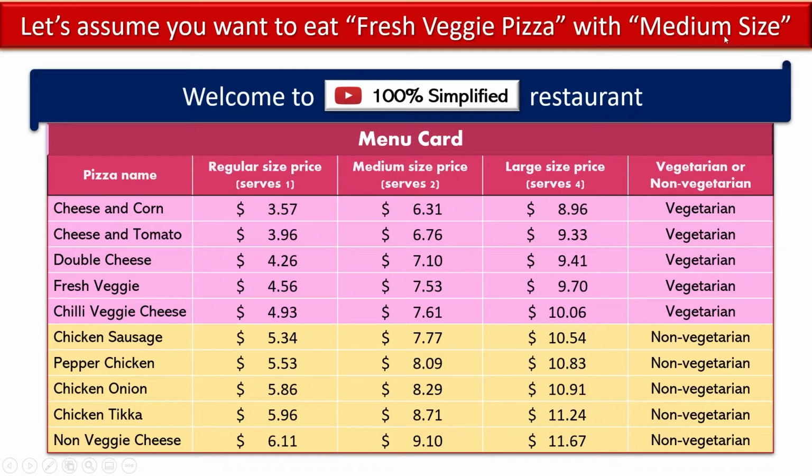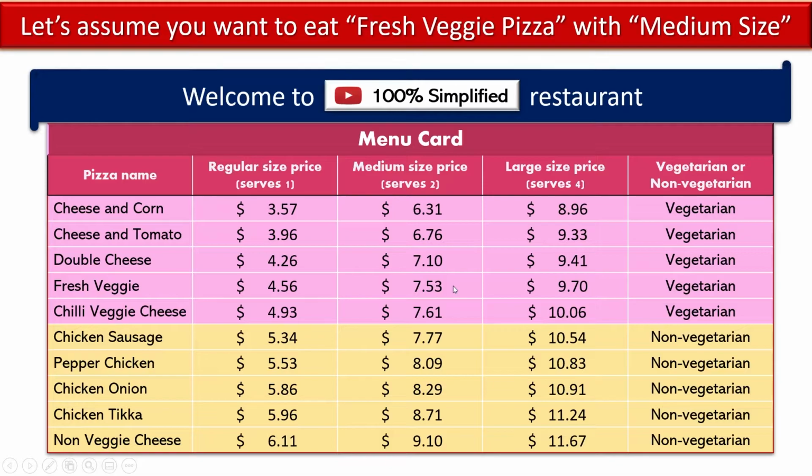And you said medium size pizza. Now let's go on this column, medium size price. Yes, this is what I want. 7.53 is the cost of this pizza. And it's a vegetarian pizza. Yes, I am completely vegetarian, so very happy to find fresh veggie is available in the menu card, and the price of fresh veggie pizza is 7.53.